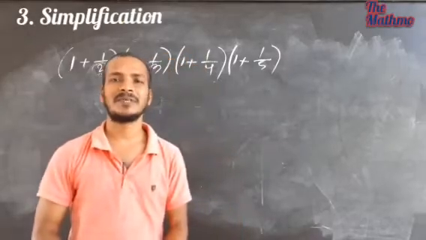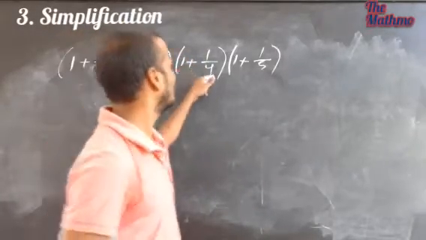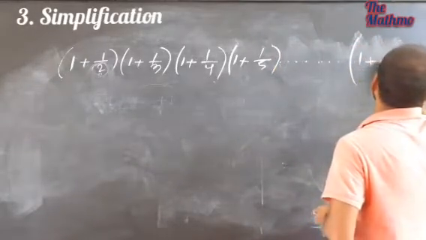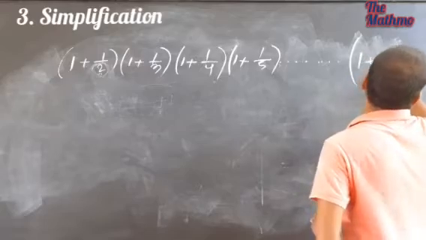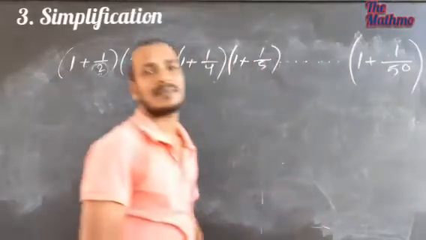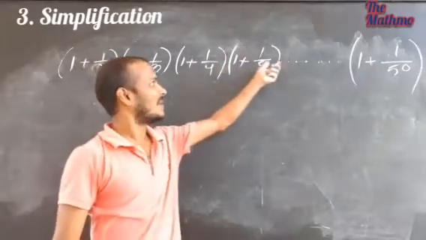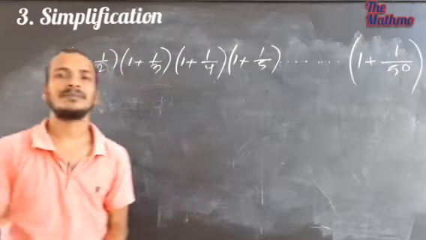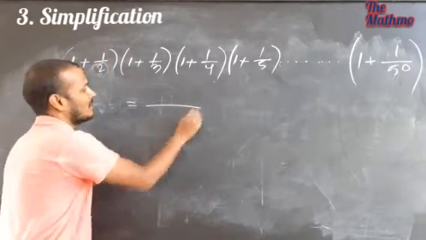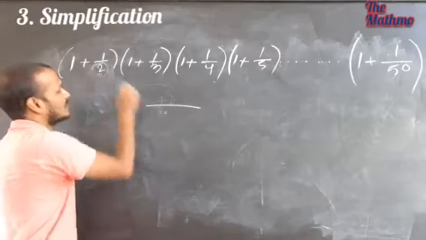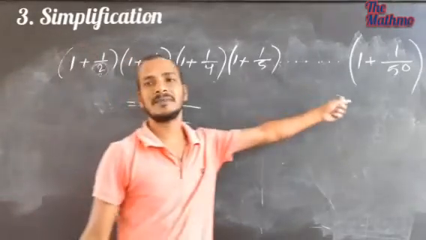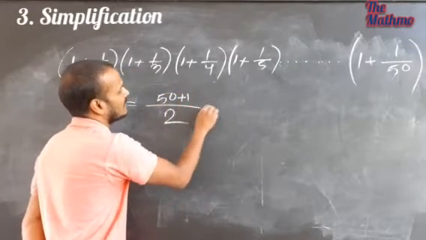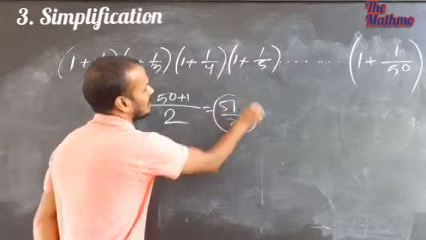Now let us see for more terms. If it is going this way, till 1 plus 1 by 50, means 1 by 5, then 1 by 6, 1 by 7, and dot dot dot till 1 by 50. So how to do that? We know the formula. The first term is 2 here, and for the last one, 50 plus 1, that is 51 by 2. This is the answer.